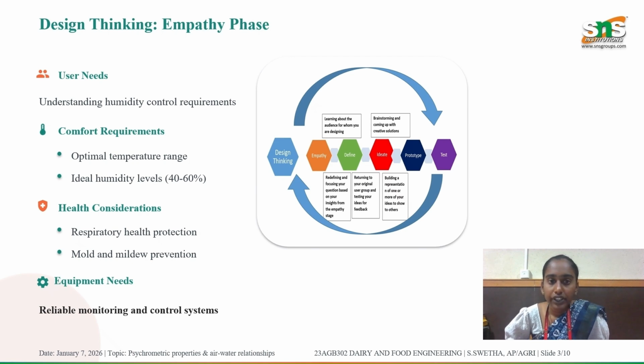First is comfort requirements, like the optimum temperature range. For example, if we take the hall of any house, it may have a certain humidity, right? We have to check that, and the ideal humidity level is generally around 40 to 60% for all food components. In health considerations, it also depends on psychrometric properties, like respiratory health protection in medical lines, and mold and mildew prevention in fruits, bakery products, and vegetables also. And there are equipment needs too, like reliable monitoring and control systems for air and water relationships.